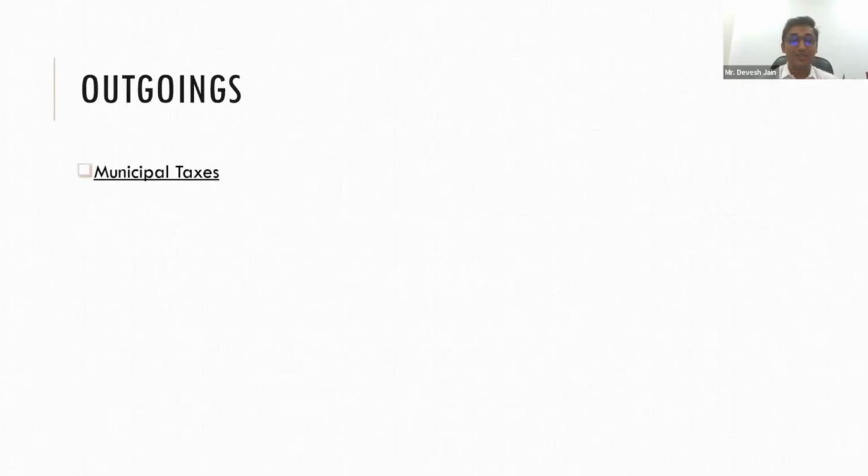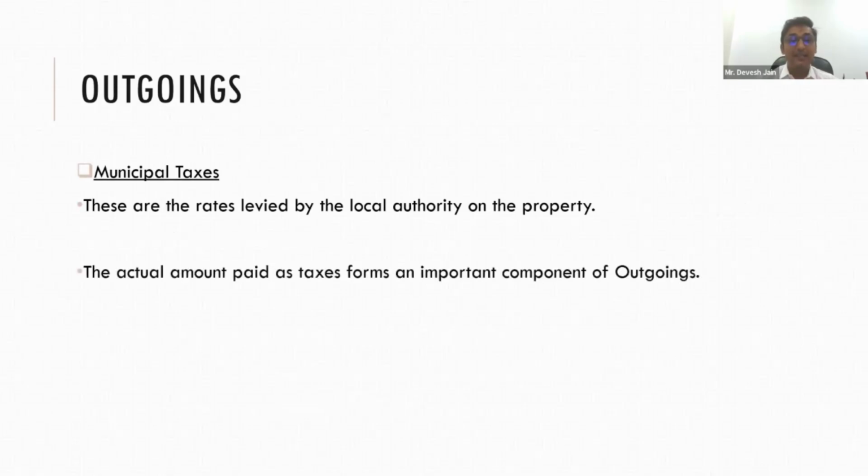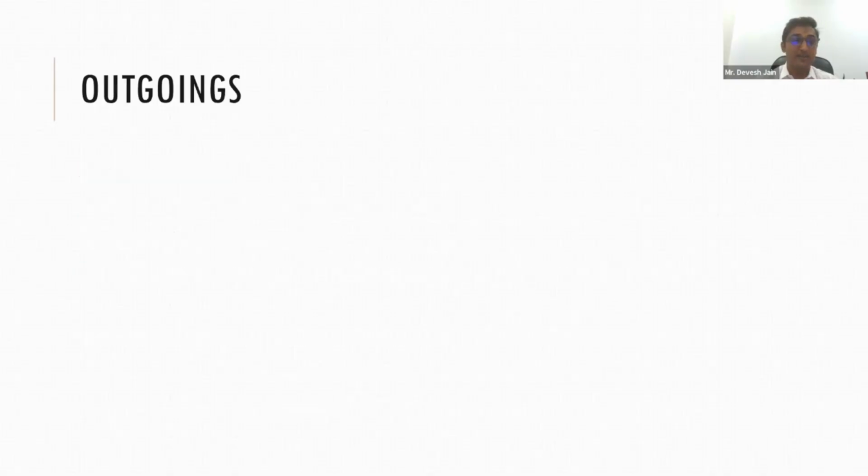Okay, next is municipal taxes. So these are the rates levied by the local authority, like property tax, right? The actual amount paid as taxes forms an important component of outgoings. And such taxes are normally paid on a yearly basis or half yearly basis.